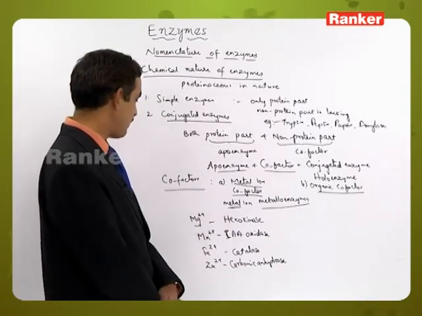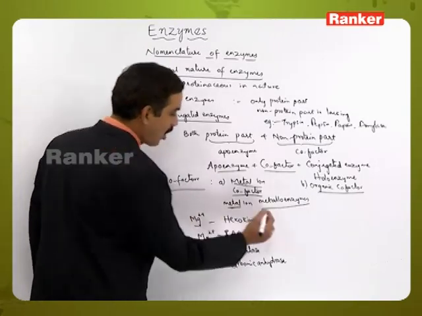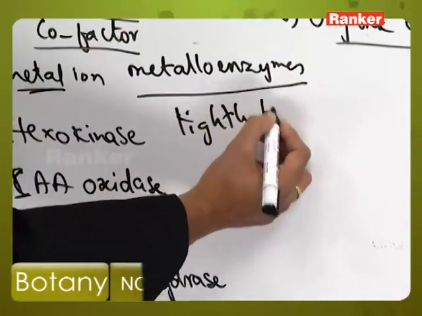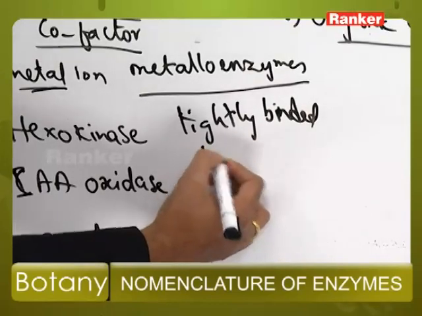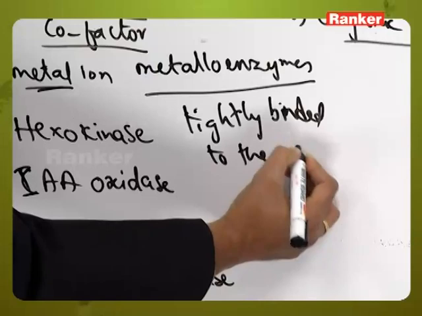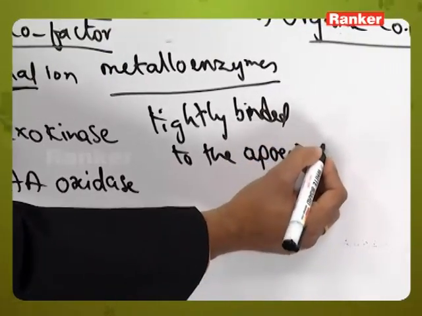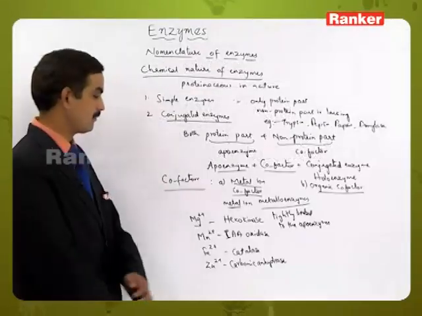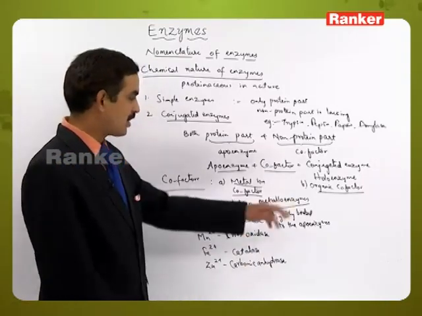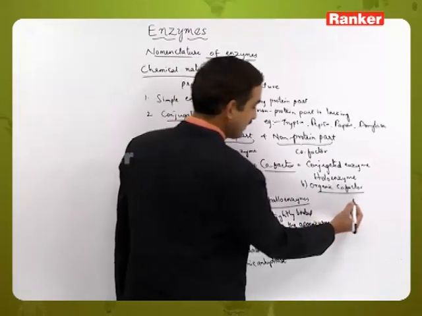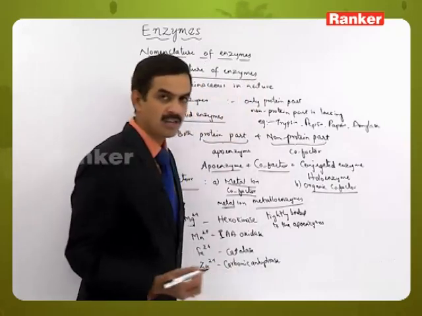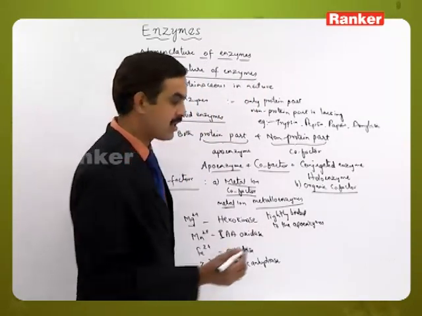This type of nature will be there, and these cofactors are always tightly bound to the apoenzyme part. They are tightly attached to the apoenzyme part. Now let us come to the organic cofactors. These organic cofactors are made up of organic compounds, and these are of two types.